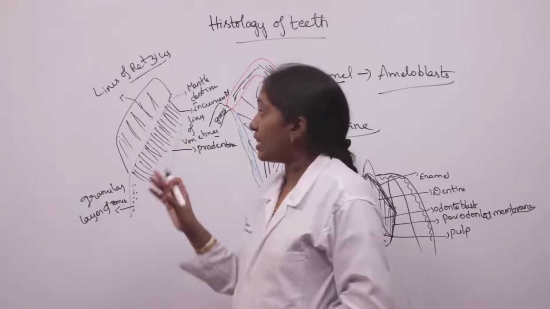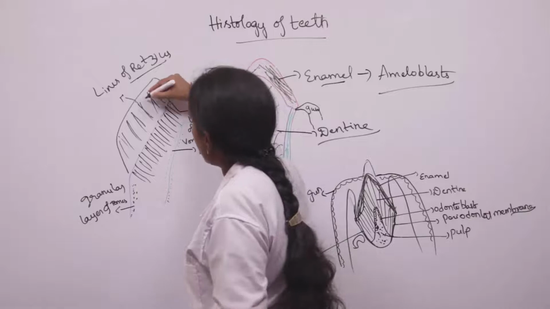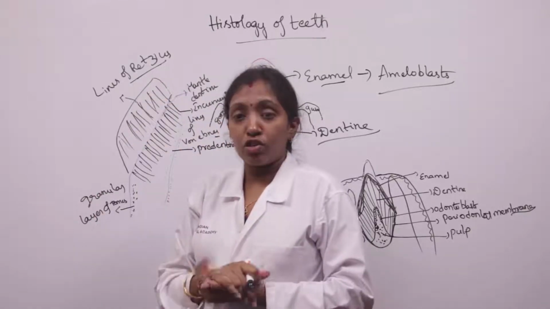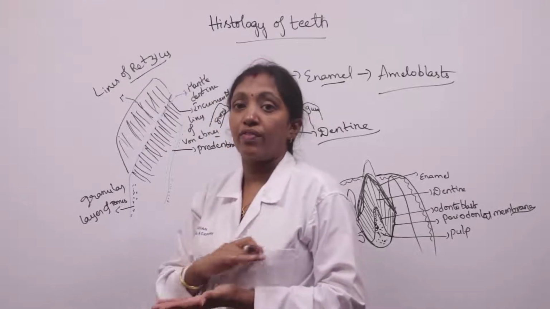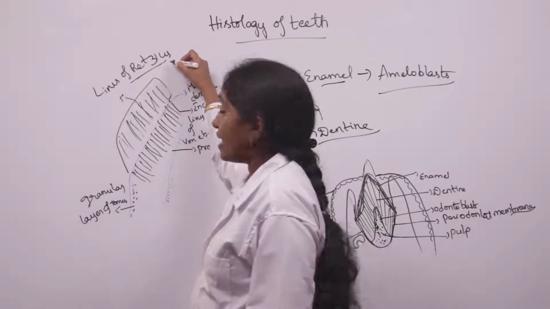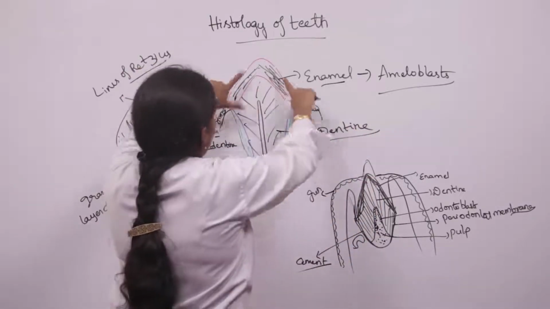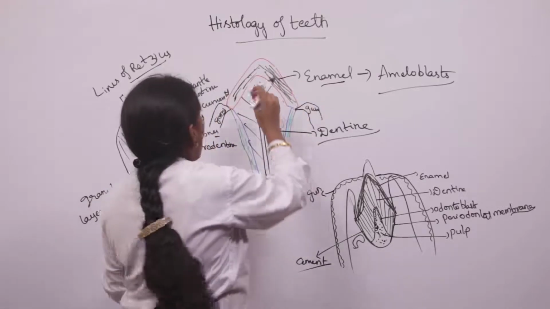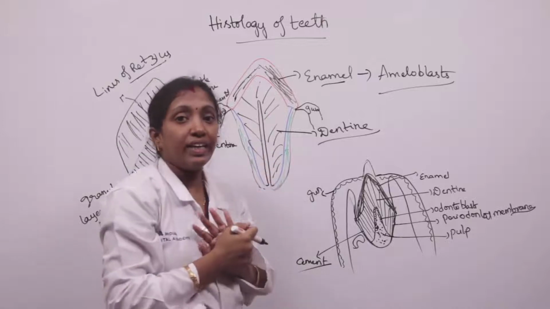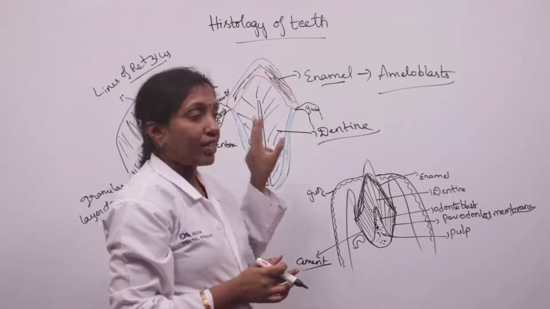When we take the microscopic anatomy of the enamel, we can see microscopic lines here. These lines are there because of the deposition of enamel one layer after another layer, and we call them lines of Retzius. This enamel covers the dentine above the gum region. So in the crown, the dentine part is covered by enamel.